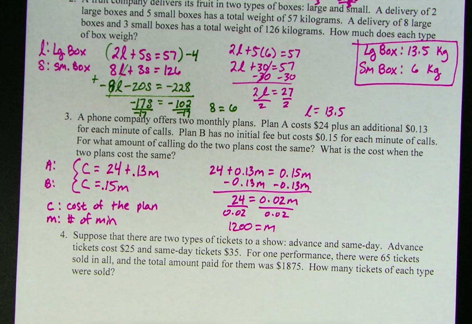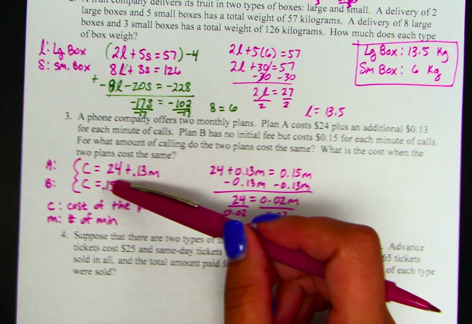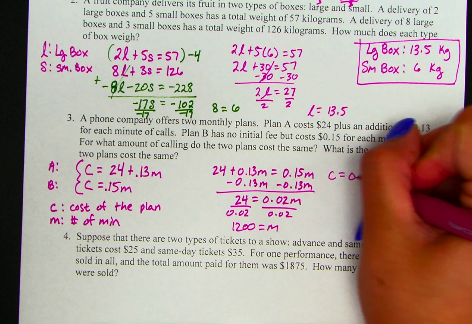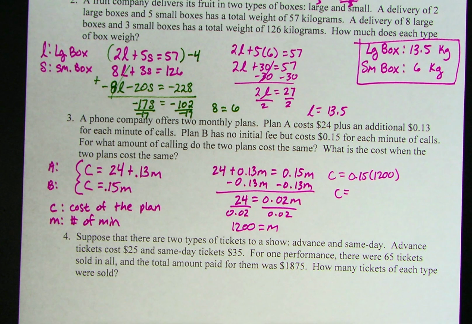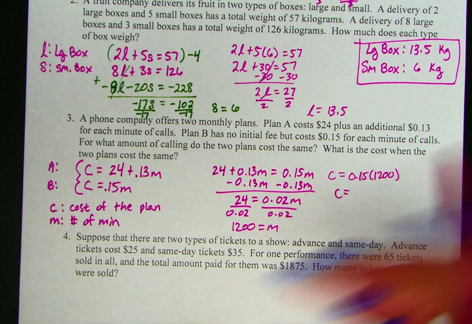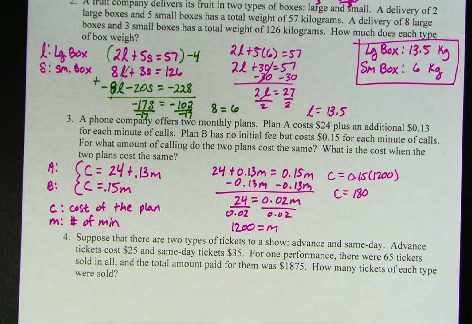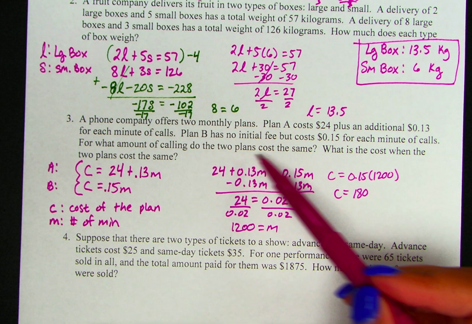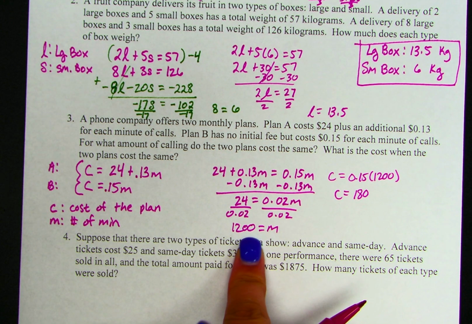And now to find the cost, it doesn't matter which one I use, so I'm just going to use this one because there's less work involved. So that's going to give me C equals that 0.15 times the 1200. So if we multiply those together, we end up with 180. Okay. So to answer the question, it is asking for what amount of calling do the two plans cost the same? So that's going to be the 1200 minutes.